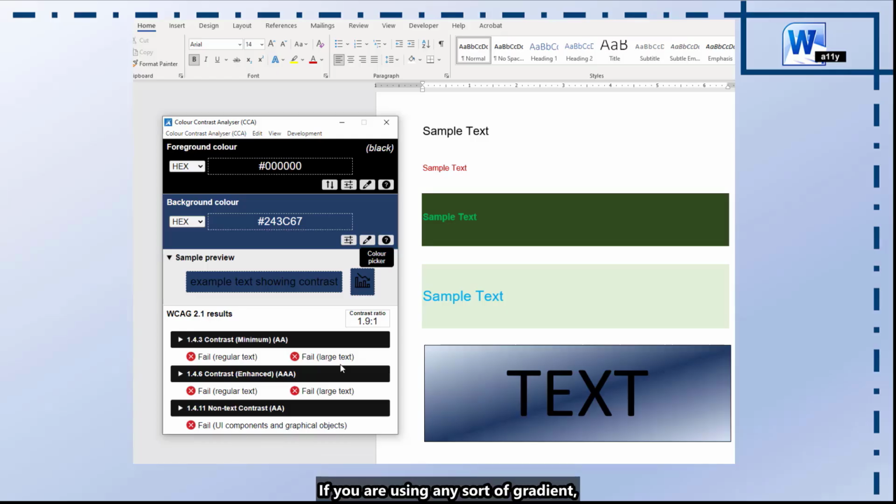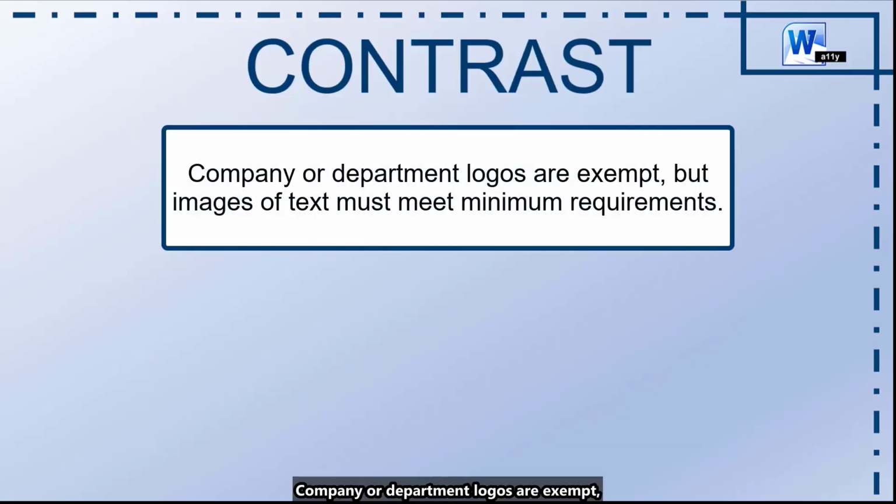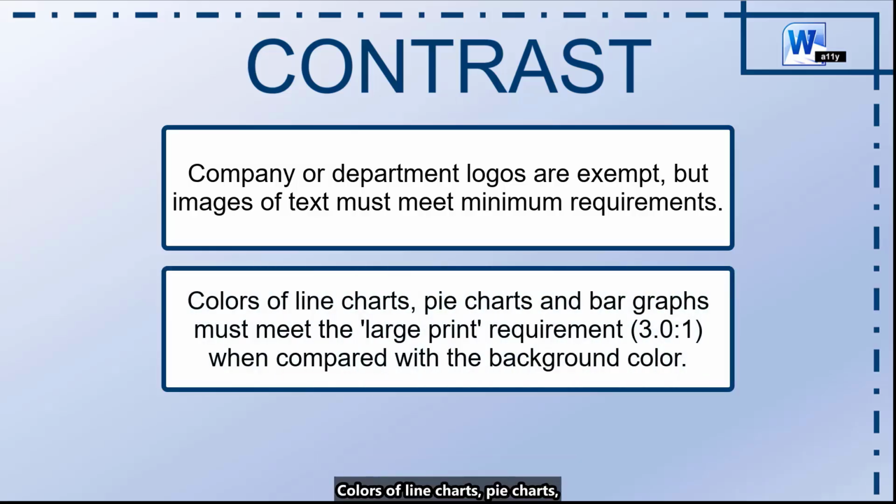If you are using any sort of gradient, you have to ensure that the background passes on all parts of the text. We would not be able to use this even though it passes in this corner because it is not passing in that dark center area. Other contrast considerations. Company or department logos are exempt, but images of text must meet the minimum contrast requirement. Colors of line charts, pie charts, and bar graphs must meet the large print requirement 3.0 to 1 when compared with the background color.